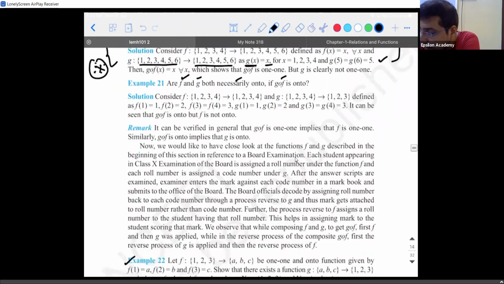It can be verified in general that G circle F is one to one implies that F is one to one. Similarly, G circle F is onto implies G is onto. Okay, have this point in your mind.